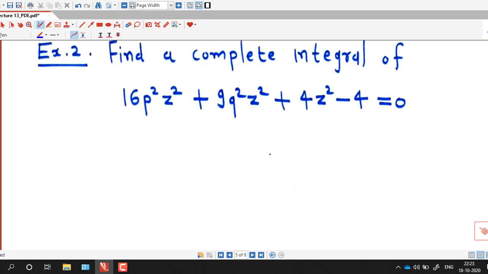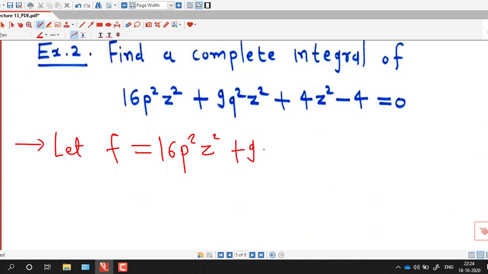Find a complete integral of this equation. So we start by denoting the left hand side by small f. So let small f be 16 p square z square plus 9 q square z square plus 4 z square minus 4. So first we find the partial derivatives.